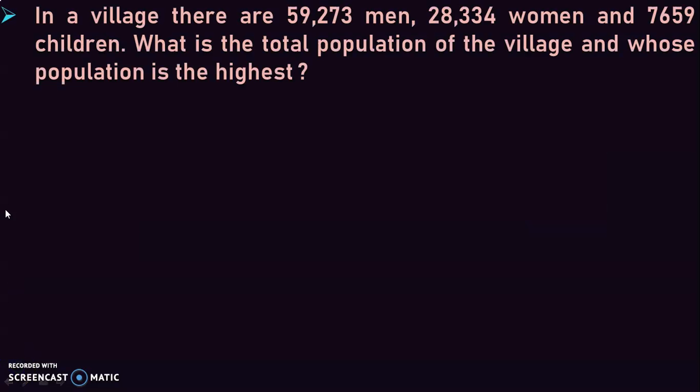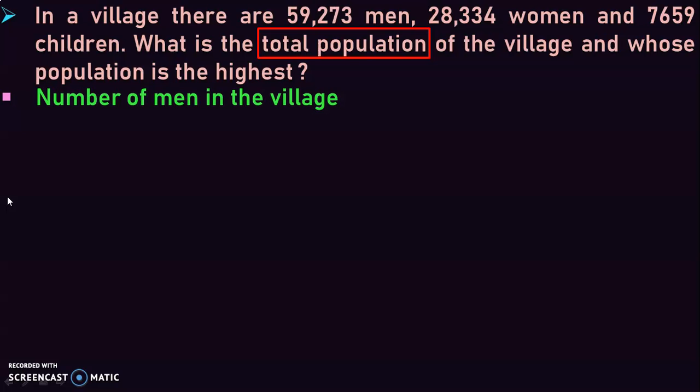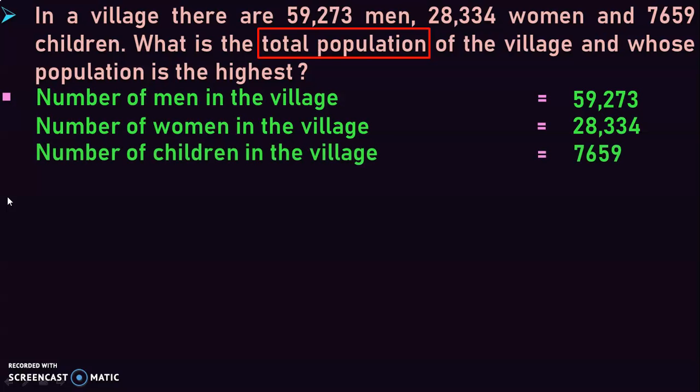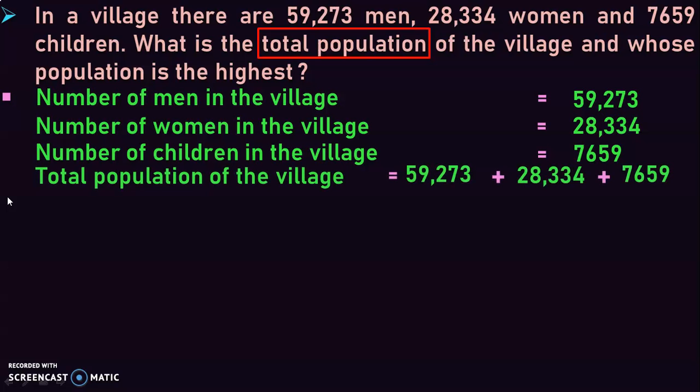In a village, there are 59,273 men, 28,334 women and 7,659 children. What is the total population of the village and whose population is the highest? So the keywords in this question are total population, which means you have to find out the sum of all the numbers given. So let us begin by writing the statements. Number of men in the village is 59,273. Number of women in the village is 28,334. Number of children in the village is equal to 7,659. Total population of the village is equal to sum of these three numbers.